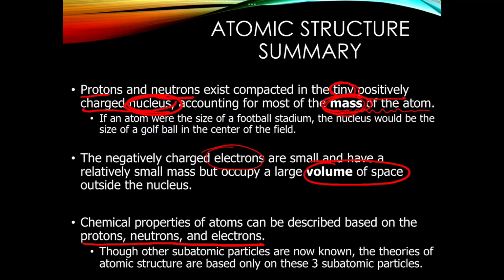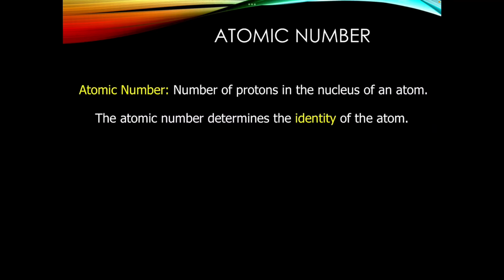Okay. There are actually more subatomic particles that are known now. There are quarks and gluons and all kinds of things that sound made up. But all of that is going to be left for later chemistry classes. The theories of the atomic structure based on these 3 subatomic particles are all we need to do most chemistry, and especially the level of chemistry in this class. All right. Moving on to talk about atomic number.